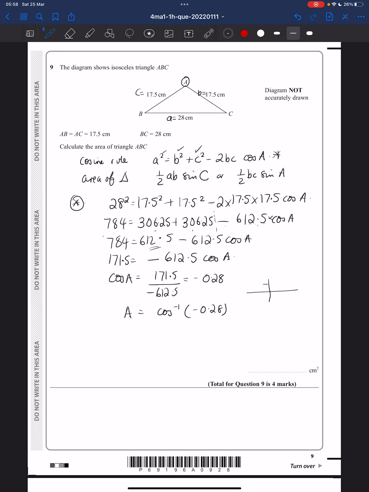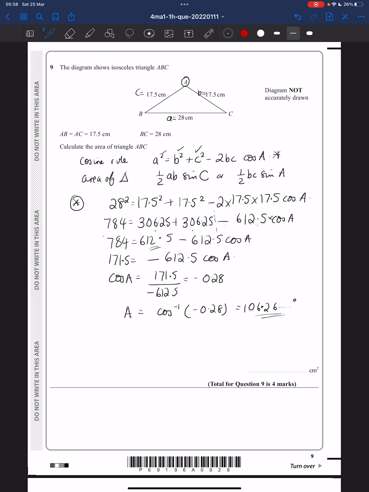Okay, if you think about the cosine graph, I'll see what answer this calculator gives me. Cos inverse answer 106. Yeah, it's down here, 106, bigger than 90. You don't need to think about the cosine graph. Calculators have come on from when I was at school. So A is going to be 106.26, etc., degrees. But I'm going to keep it accurate. I'm not going to round off just yet.